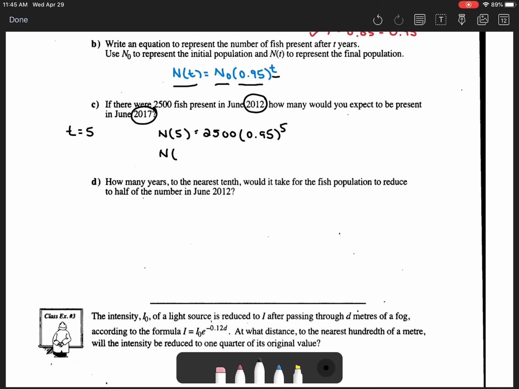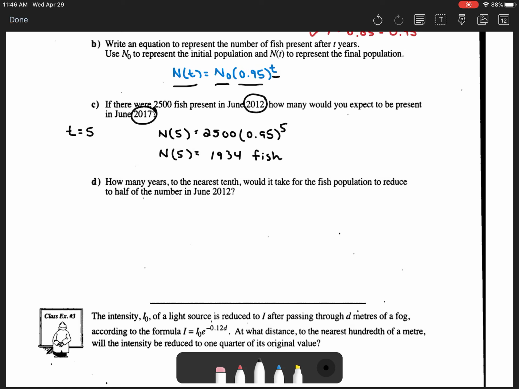Okay, so the number of fish present after 5 years will be equal to, and again we do 0.95 to the exponent of 5 first, and then I multiply that value by 2,500, so that gives me 1,934 fish. As a decimal, it's 0.45, but we have to round logically here. If I don't have enough to make the next fish, I don't have that next fish. So 1,934.